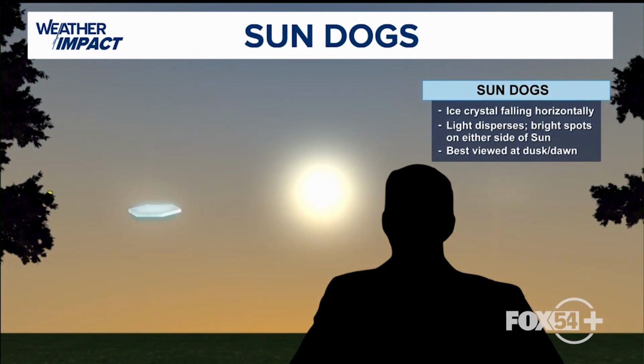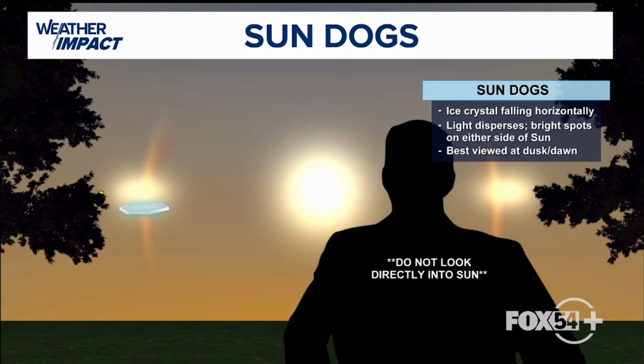Now, you've heard us talk a lot about these. These are called sundogs. So this is when you have an ice crystal that's going to be falling horizontally. The light will then disperse, and you'll see bright spots on either side of the sun. These are both best viewed at dusk and dawn. So this is where you're going to see that random spot in the sky that is going to be full of vibrant colors.